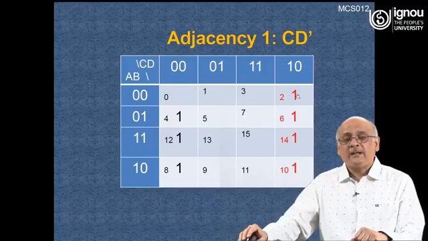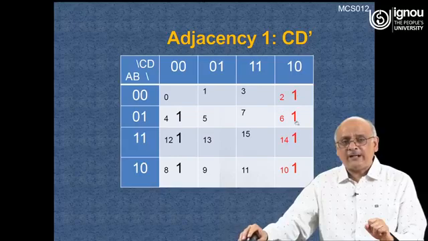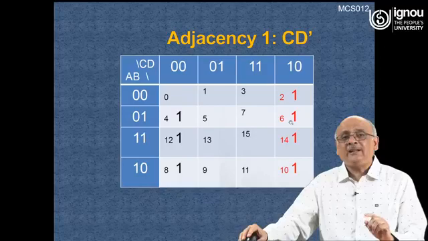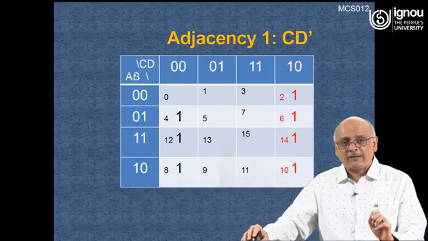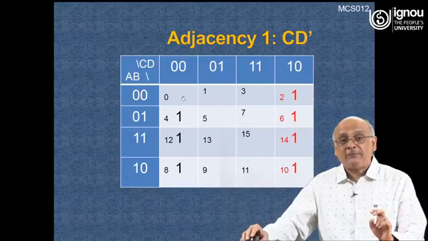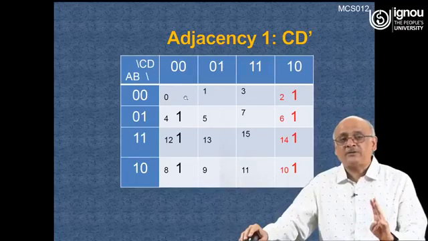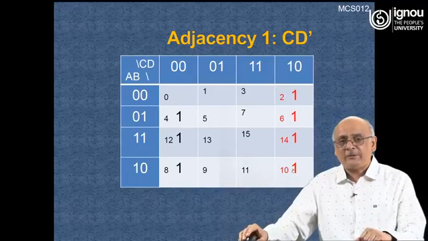Now note one particular thing: whenever you find 2 adjacent cells, the number of variables will reduce by 1. If we get 4, then the number of variables will reduce by 2 in the expression which we will get. And if we get 8, suppose there was a 1 here, then we would have got an adjacency of 8 including all these 4 and all these 4. In that case we will reduce 3 variables.